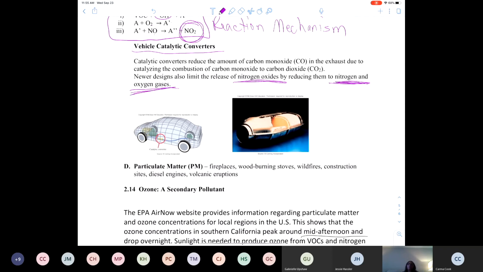Because what the catalytic converter will do is trap the nitrogen dioxide and then catalyze the reverse reaction to reverse the NO2 back into nitrogen and oxygen. It'll do the same thing to the carbon monoxide. It will cause it to react with oxygen and therefore produce carbon dioxide that's released instead of carbon monoxide.